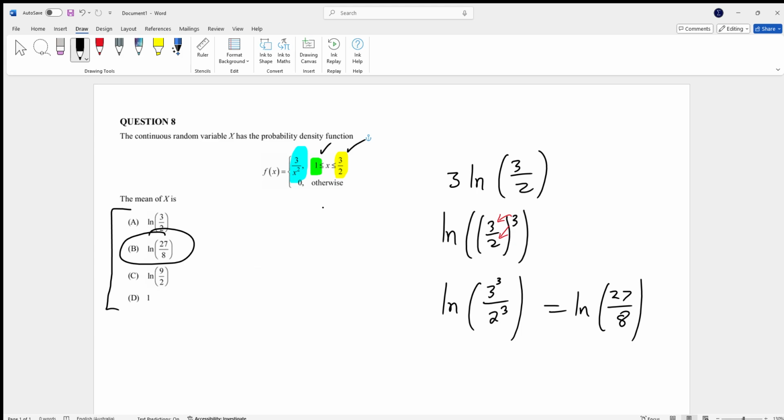If you had any questions and you weren't able to do this exact problem, you need to study probability density functions and calculating expected values. Because mean is another word for expected value.